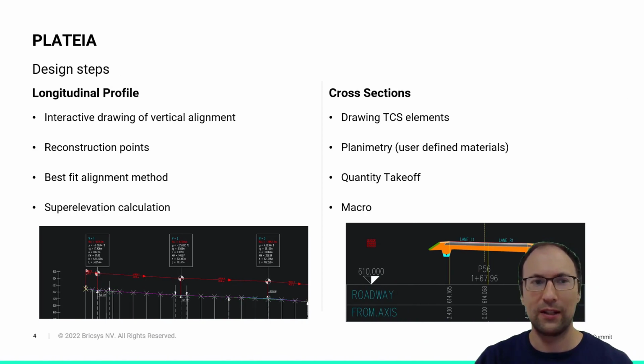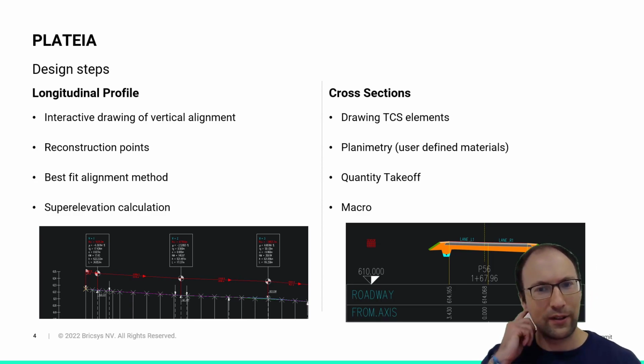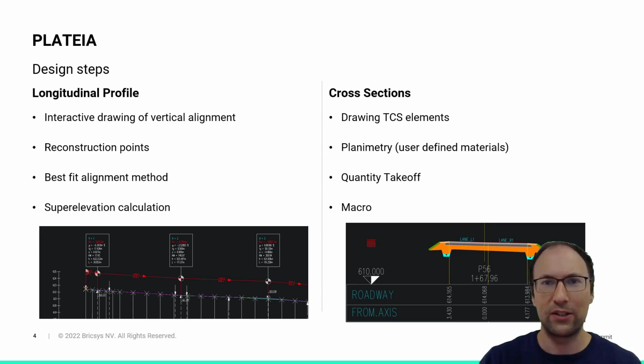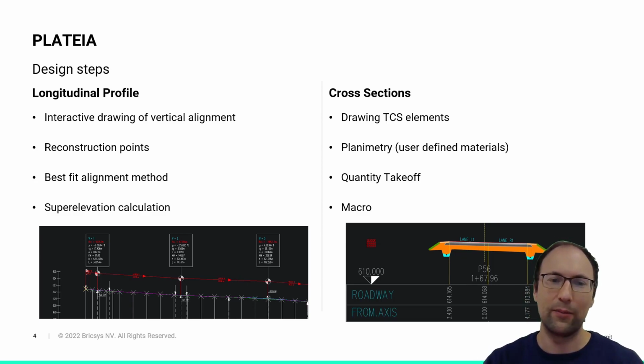After that, we can create a longitudinal profile. Here we draw the vertical alignment interactively. We can calculate and input superelevations. All of these are then checked against the national standards that we support in Platea. So if something is not correct for the type of road, it will give you a warning and let you know.